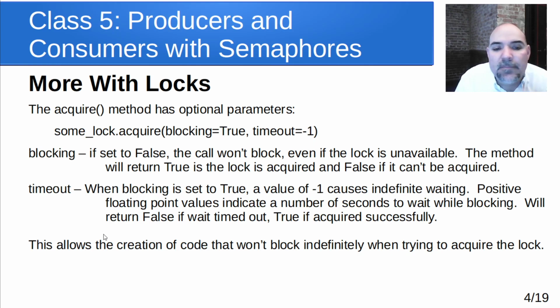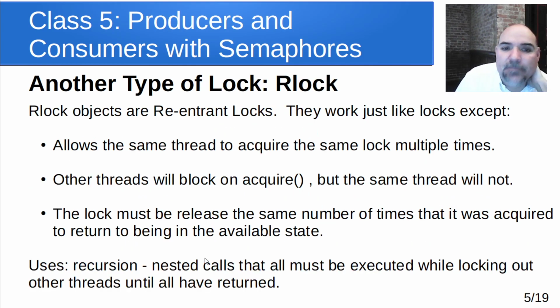So then, again, the reason for those is to create code that won't block forever waiting to acquire a lock, to give us the ability to have that thread maybe do something else if it couldn't acquire the lock in a certain amount of time, to have some sort of fallback plan rather than just locking up and sitting there forever. Now, there's one other type of lock that I want to talk about, and that's called an RLock.